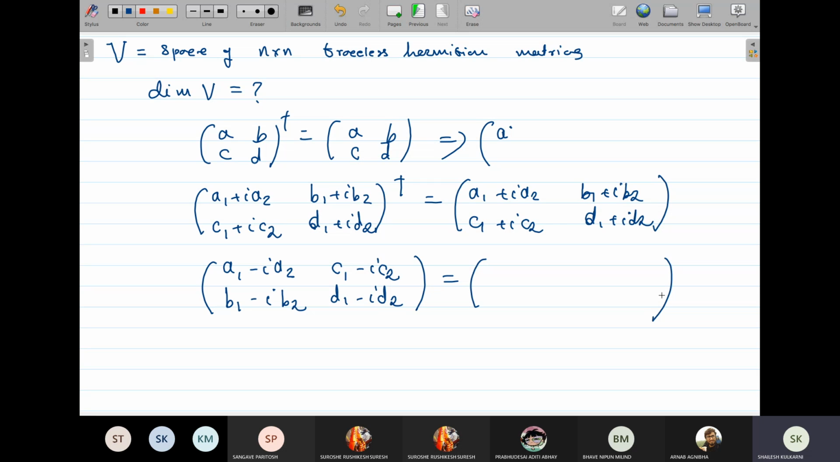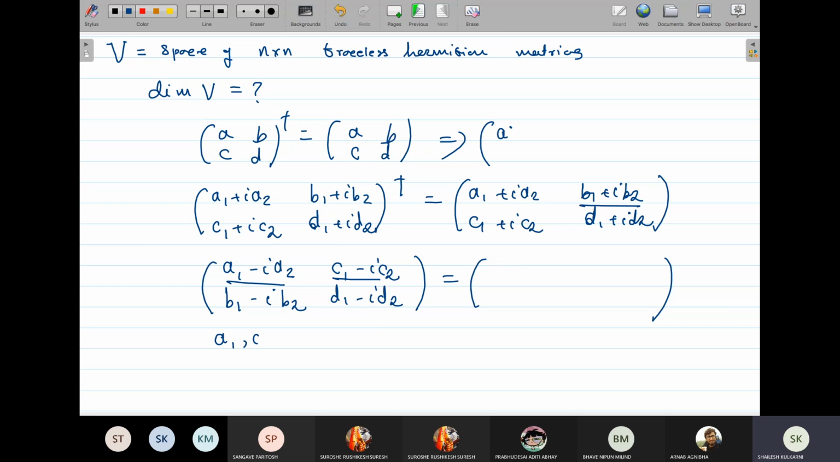So how many entries must be there? Independent, how many real numbers must be there? What does it tell? This is equal to A1 plus i A2, that means A2 is 0. Similarly, D2 is 0. This equal to this gives me one condition among the C's and B's.